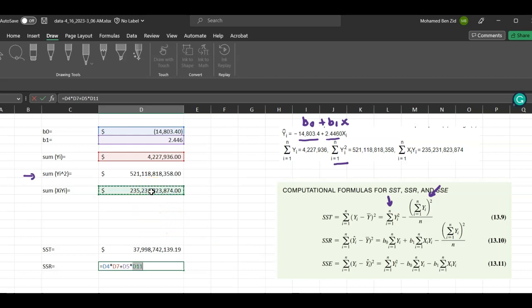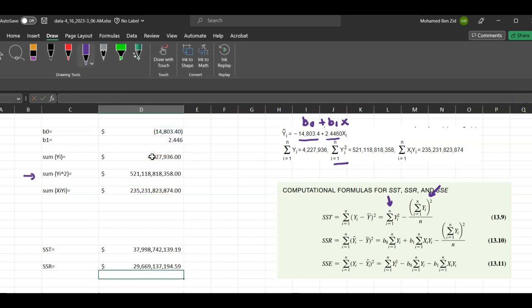And then minus, open a parenthesis, the sum of yi's, this is the sum of yi's here, click on it again, close the parenthesis, square it, so shift and 6, 2, divided by 37, and enter. There you go. So we get the SSR and SST.